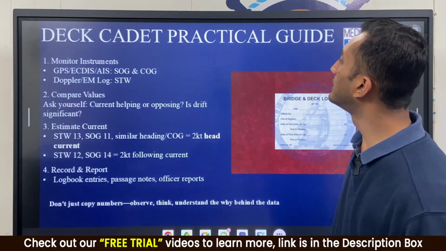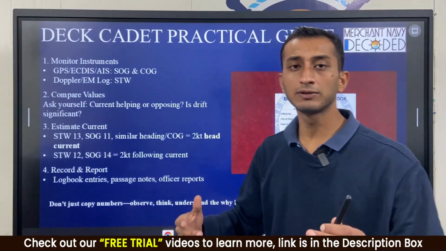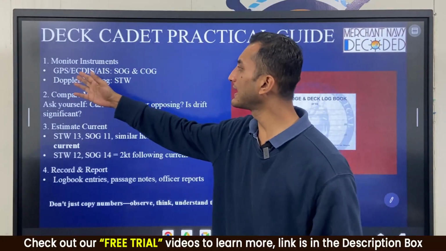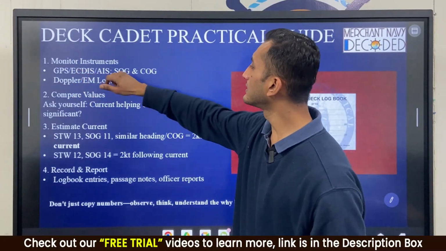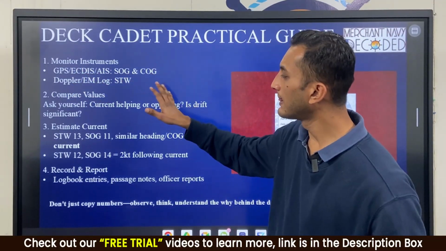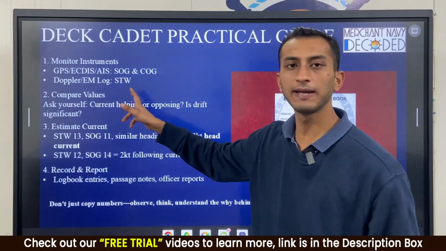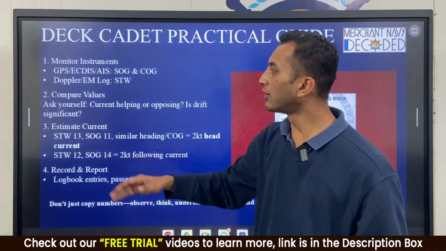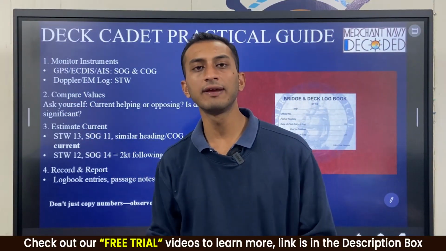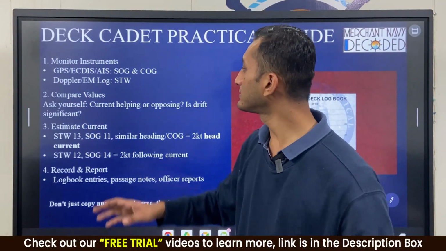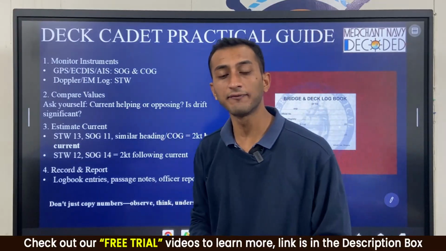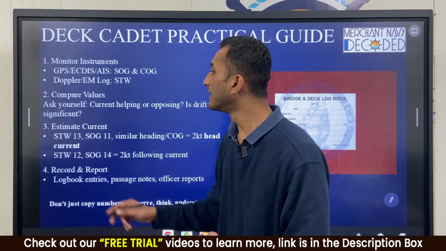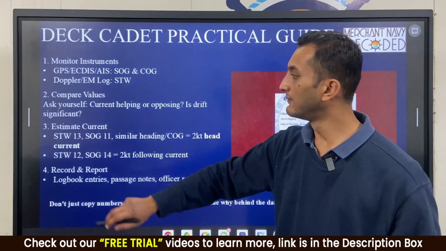Now, what should a deck cadet do? Monitor instruments: GPS, ECDIS, AIS. Through these, we get speed over ground and course over ground. And from the Doppler log and EM log, we get speed through water. These are the equipment. Now we compare values. We get speed over ground and speed through water, and with the help of that, we determine whether the current is supporting us or opposing us, and with that we can estimate the current.